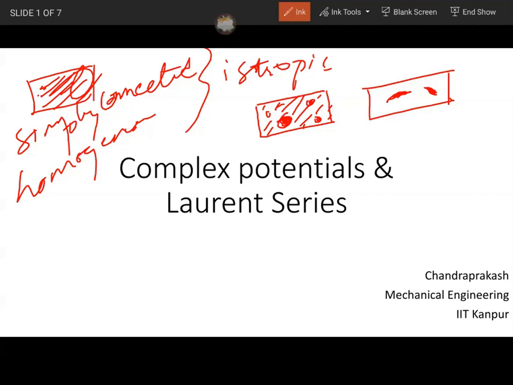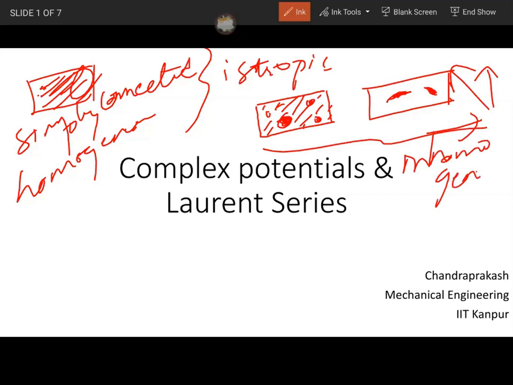We are still assuming that it is isotropic, as in the properties in this direction and this direction, in any direction in the two-dimensional plane, remain constant. So these are inhomogeneous materials. We will see how we can extend the complex displacement formulation to inhomogeneous materials.